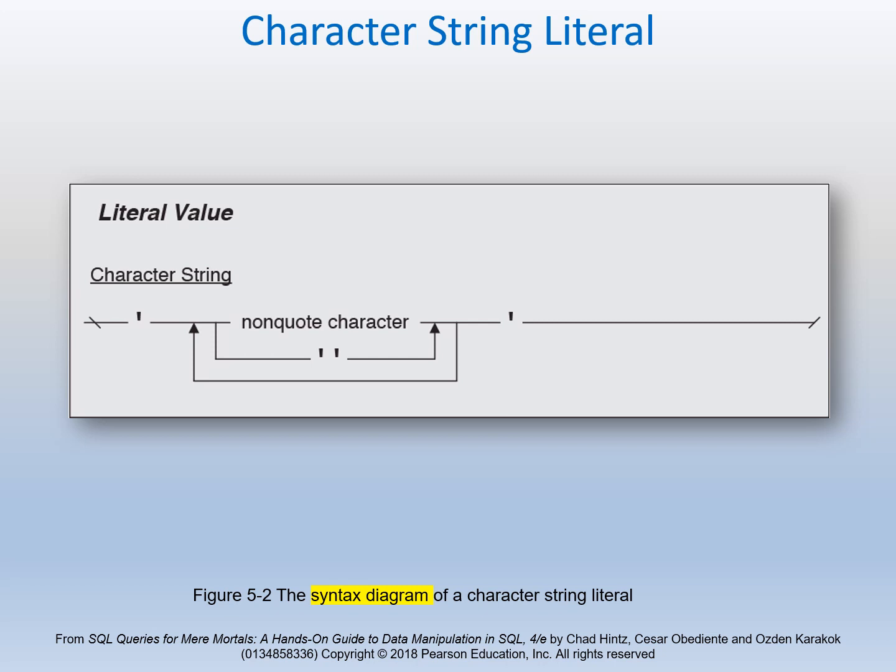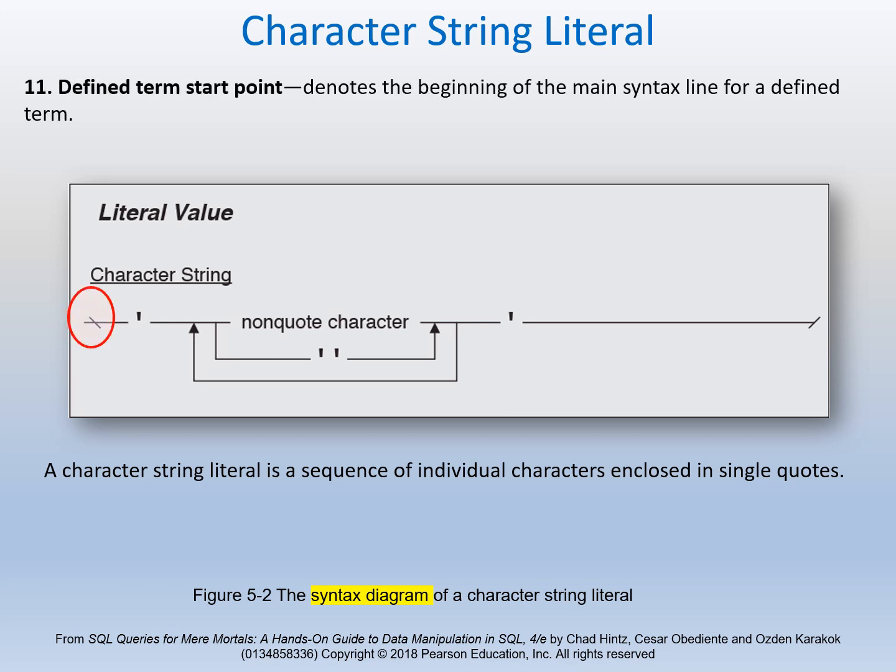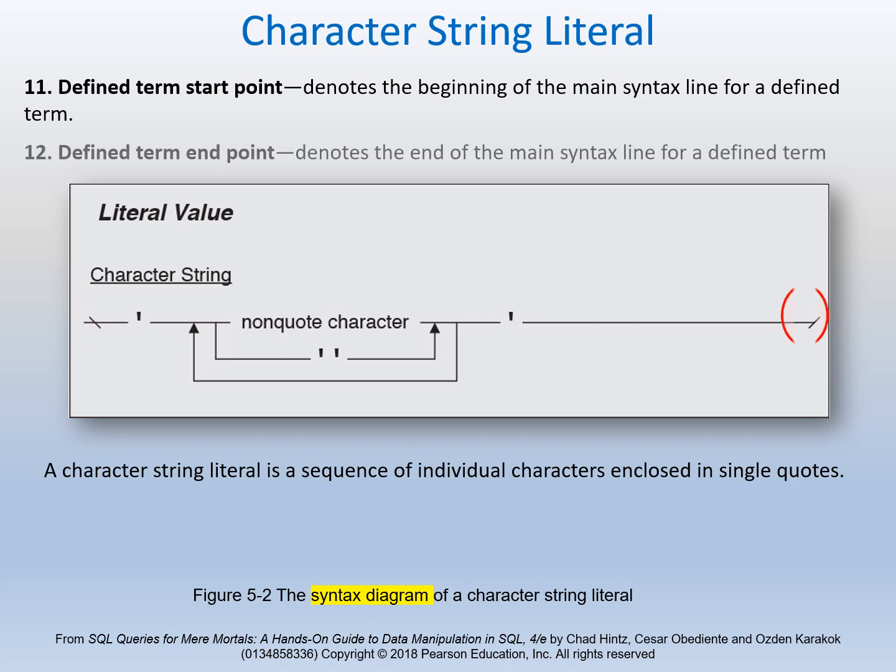This is our syntax diagram for a character string literal. A character string literal is just a sequence of individual characters enclosed in single quotes. Recall, on a syntax diagram, the begin point is a backward slash and the end point is a forward slash. A character string must be enclosed within single quotes, one at the beginning, one at the end. And this is an example of a character string literal. You see the beginning single quote and the end single quote.